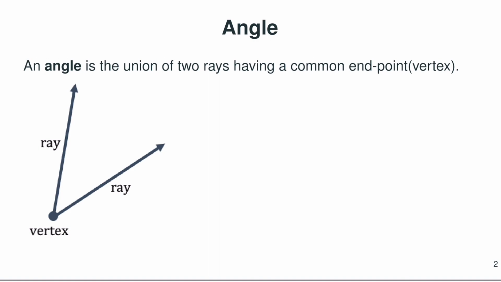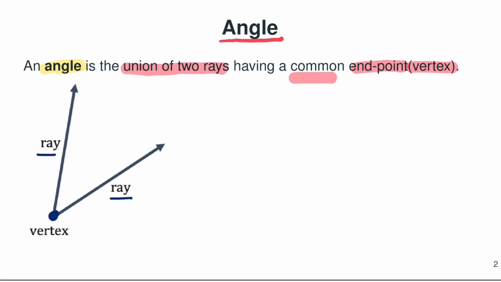Let's talk about an angle. What is an angle? We need to have a precise understanding of what an angle is before we go further. An angle is the union of two rays having a common endpoint, which is also known as the vertex. In this picture, we have two rays, and these rays share a common endpoint called the vertex. So it forms an angle. Either this one or this one or this one, however we want to label it.